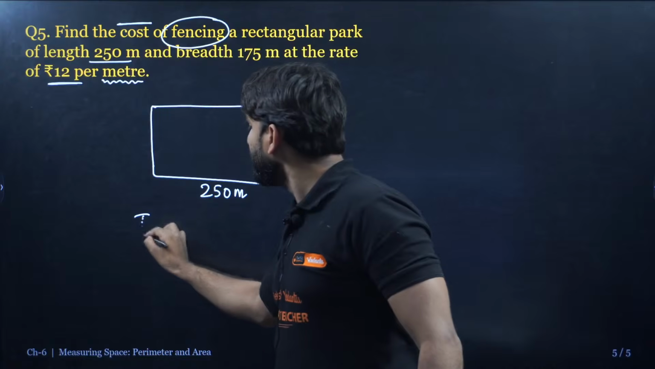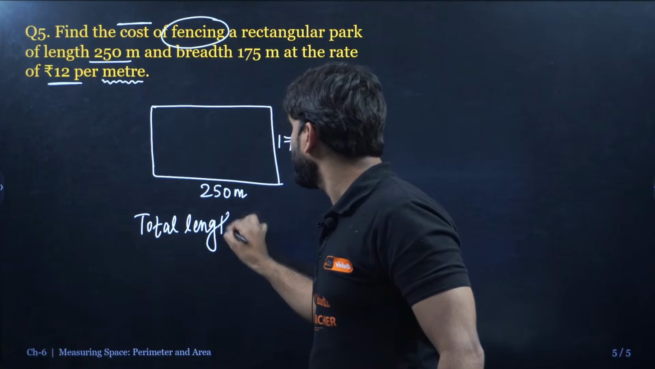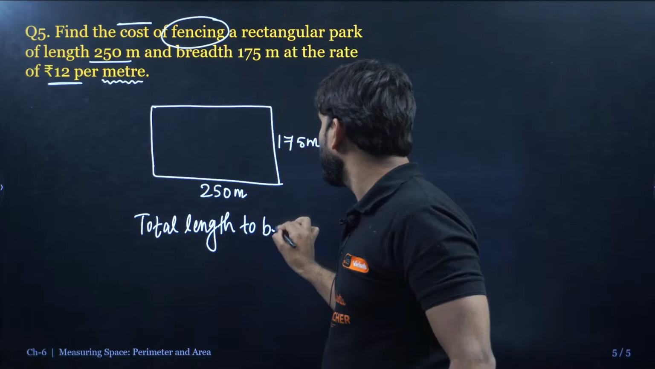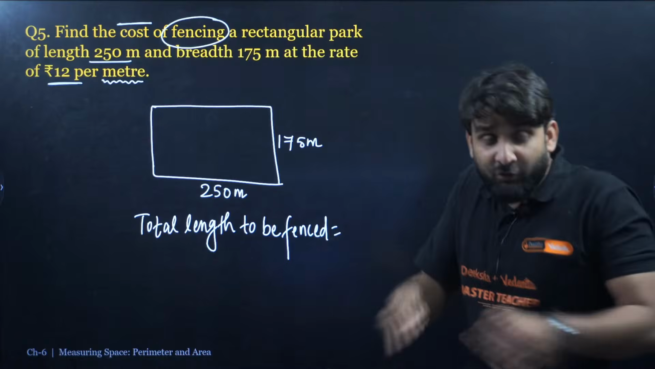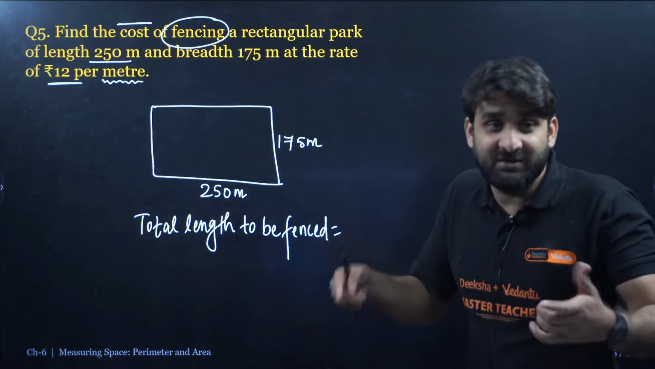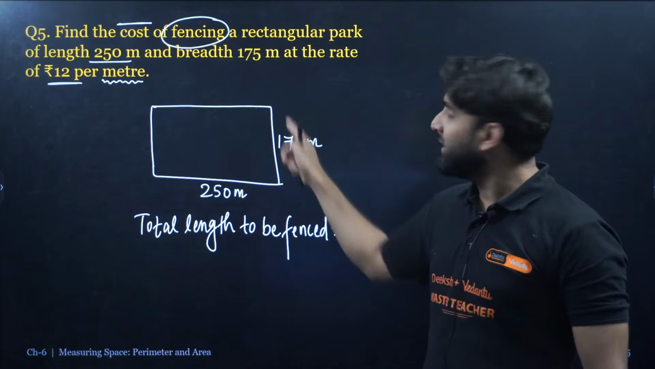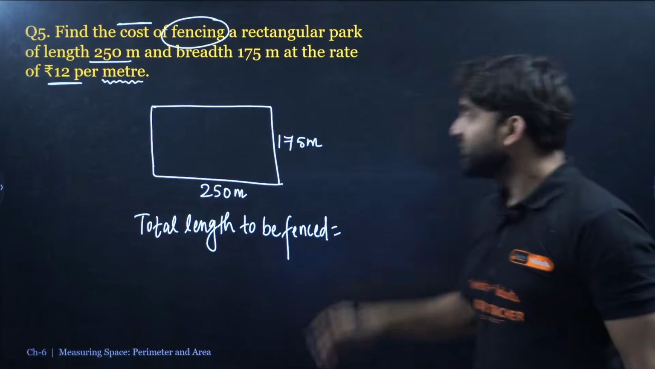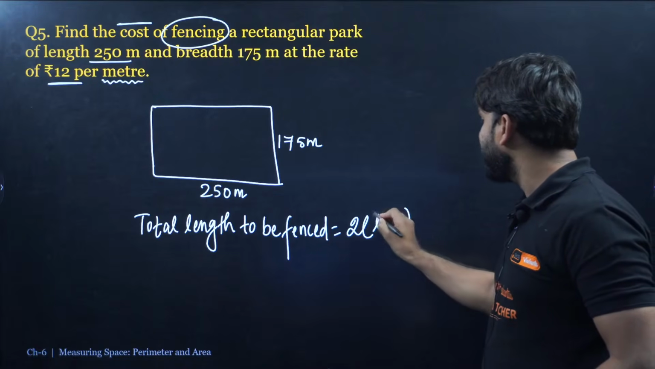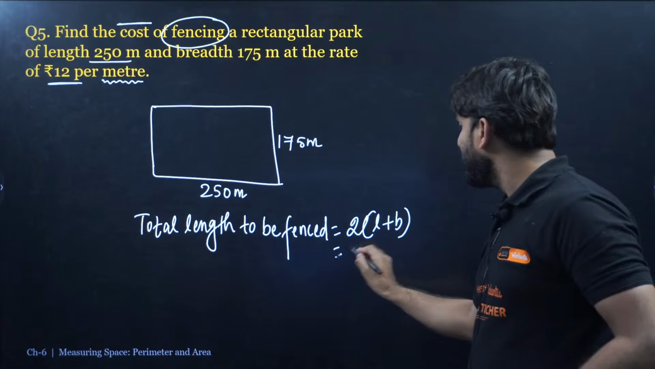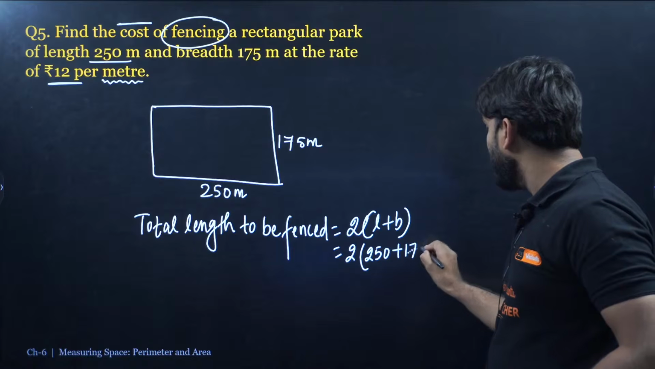Let's find out the total length of the boundary that needs to be fenced. So what will be the total length? 250 plus 250, 175 plus 175. So if this is a rectangle, we can write 2 into (L plus B). This is the formula for perimeter. So we have L equal to 250 and breadth equal to 175.